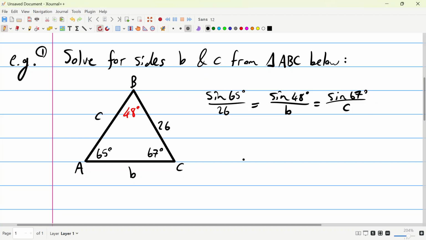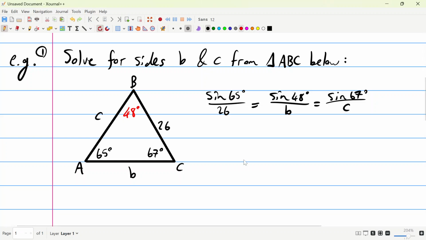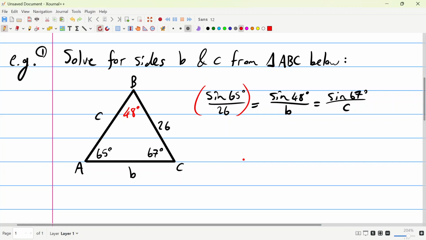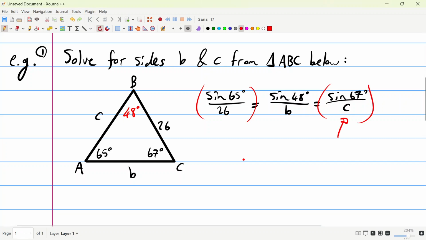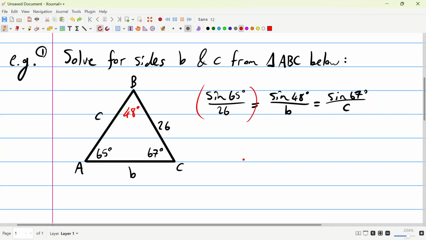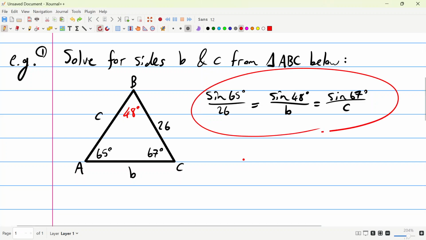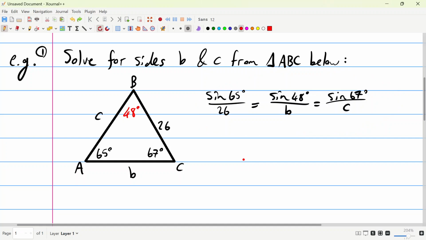Now from here, what do you notice? This whole expression here is one value, with no variables. However, this one and this one have variables, but they're all equal. So we are going to let this be equal to this and solve for b. Then we're going to let this be equal to that and solve for c. And then we're done with the question. All we need to know is the formula, and then we just need to solve.